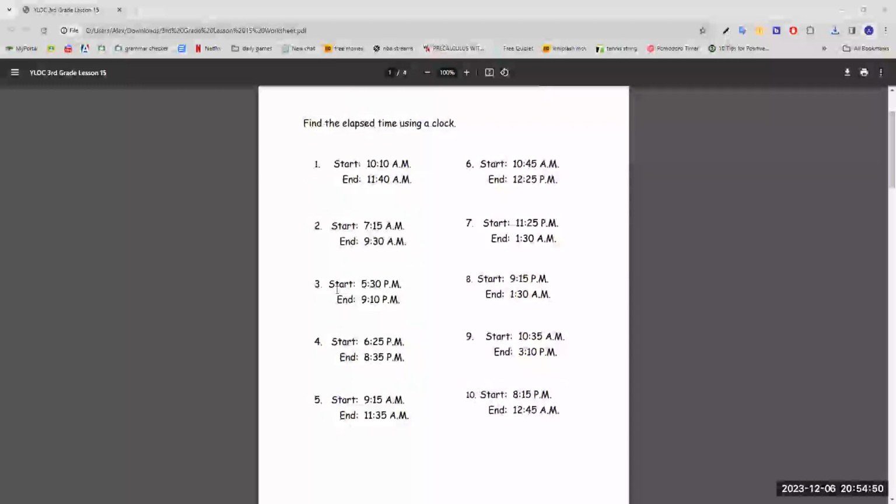Number three, the start time is 5:30 p.m. and the end time is 9:10 p.m. So let's get to 6 p.m. So it's easier for us to subtract 9:10 from 5:30. So to get to 6 p.m., we can add 30 minutes. And now we have 6 and 9:10 p.m. 10 minus 0 is just 10. And 9 minus 6 is 3. But then we have to add this 30 minutes. So this would be 3 hours and 40 minutes that passed.